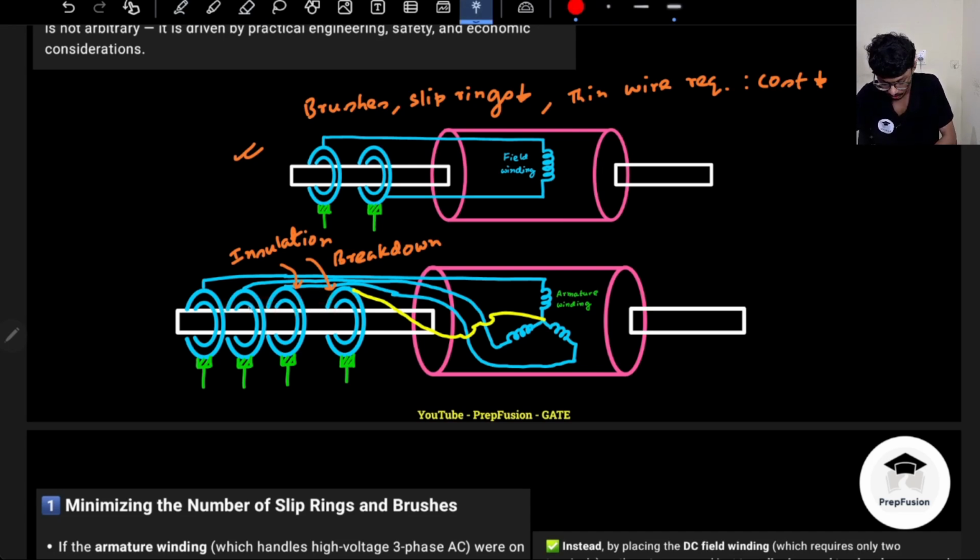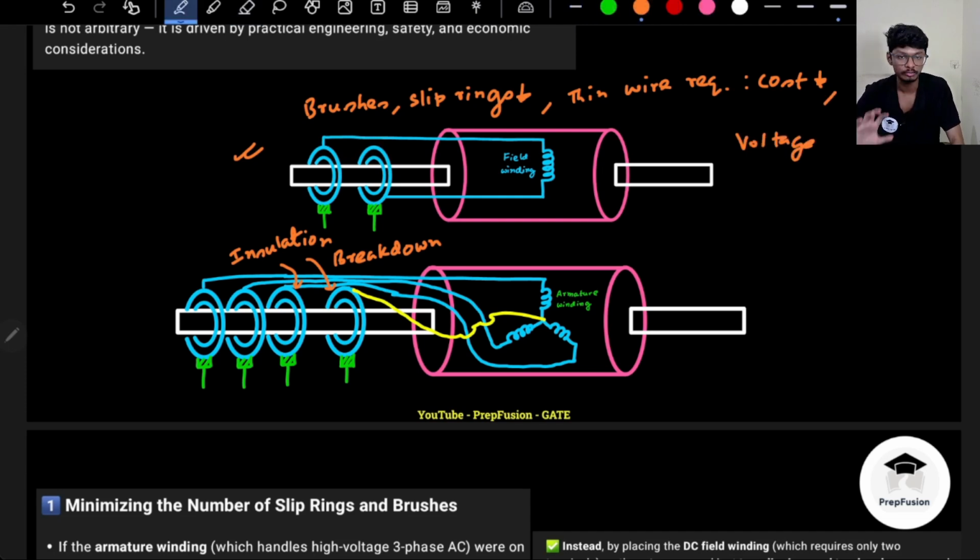Otherwise they will be short circuited. But here, as the voltage is already very low, air should be sufficient. Air is also an insulating medium, but if the voltage becomes very high, then we cannot insulate these two slip rings with air; we have to provide other insulating materials. But in field windings, the voltage is pretty low, so I don't need to provide any additional insulation. The air is enough. So again, cost reduces.